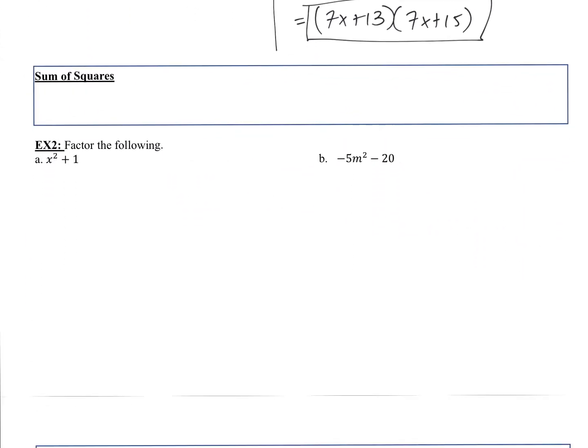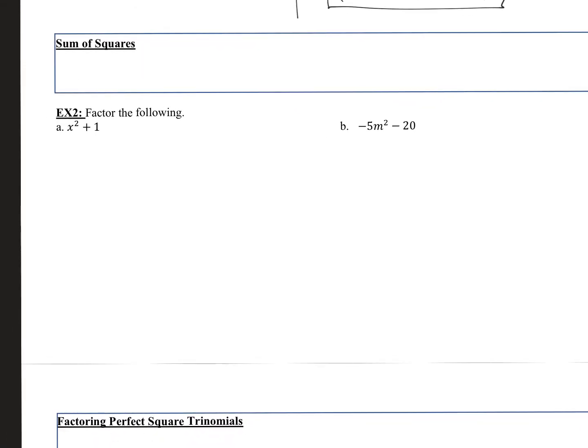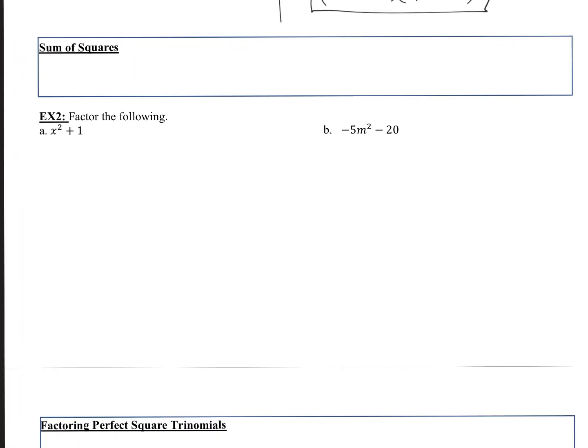So now, the next thing we have is the sum of squares. A little different, but a similar idea. We have a sum, which would be addition, right? And then two items being squared. Now this one, in Math 103 or below, so any course below Math 103, would be considered prime. We don't factor these. So whenever you see something that's a sum of squares, you would say it's prime. It's not able to be factored.